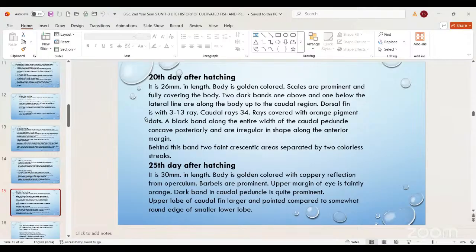Dorsal fin is with 3 to 13 rays. Caudal rays are 34. Rays covered with orange pigment dots. A black band along the entire width of the caudal peduncle, concave posteriorly, and irregular in shape along the anterior margin. Behind this band, two faint crescentic areas separated by two colorless streaks.